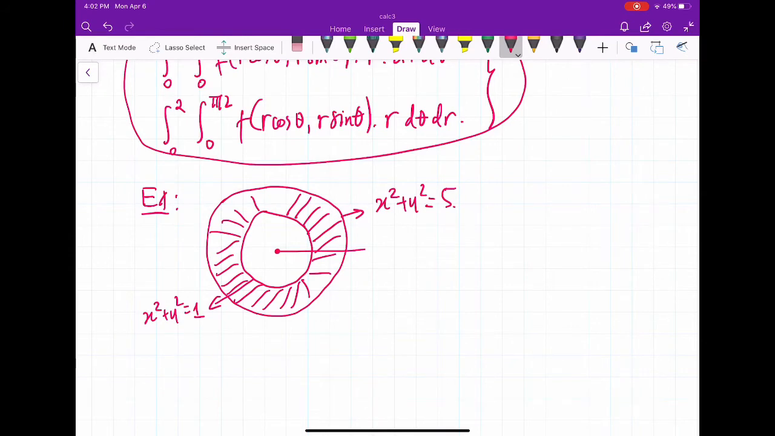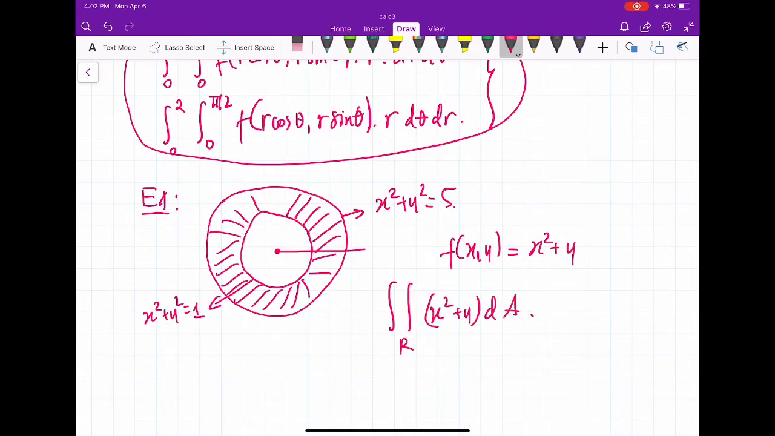Okay, and we have the following function, f of x, y equal to x squared plus y. And they ask us to evaluate the following integral, the integral over R of x squared plus y dA.